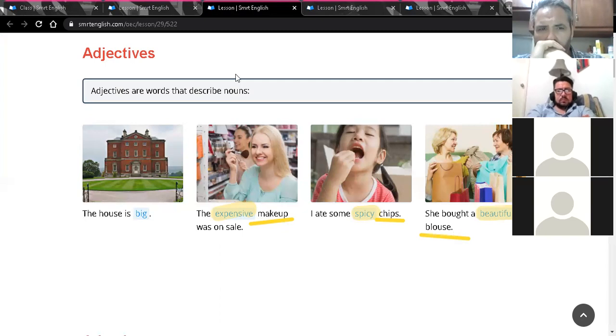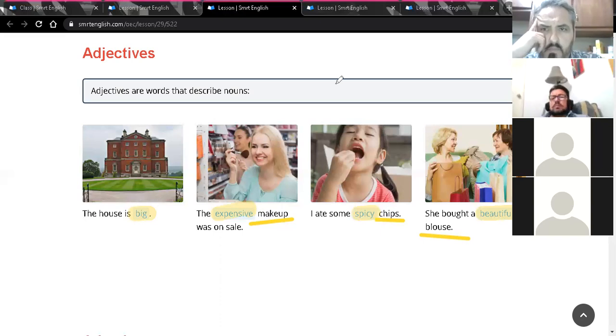And in this one, I'm using the adjective not before the noun. I could say the big house, but if I want to use it not before the noun, I can separate it with the verb to be. The house is big. The makeup is expensive. The chips are spicy. The blouse is beautiful. So I can use the adjectives either before the noun or after the noun, but I will have to use the verb to be before the adjective. And the verb to be will depend on whether it is plural or singular.